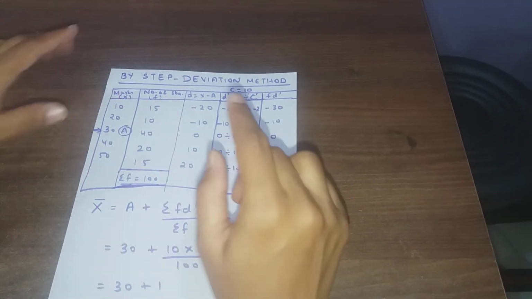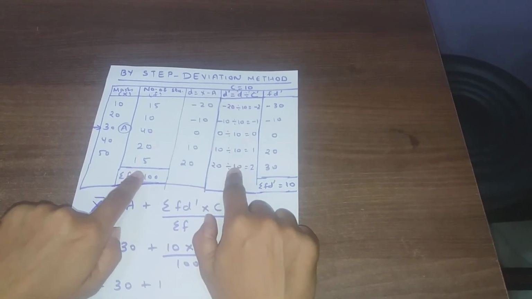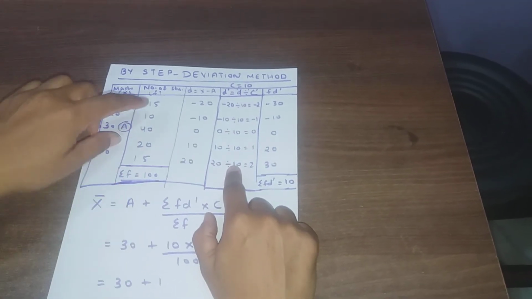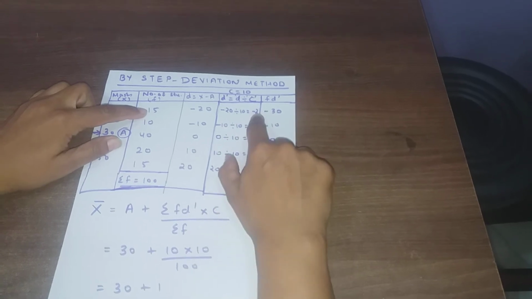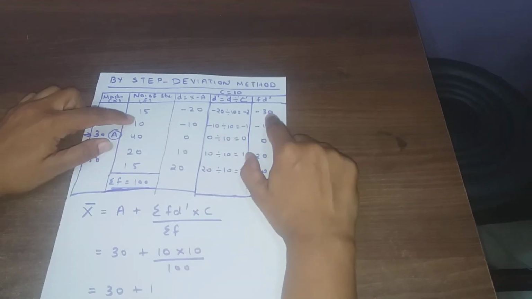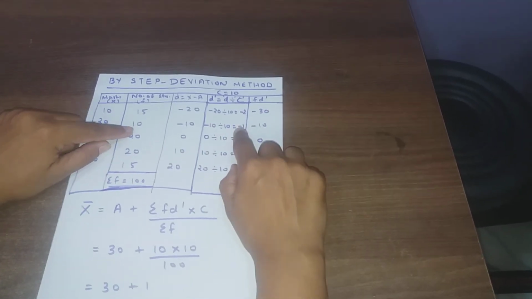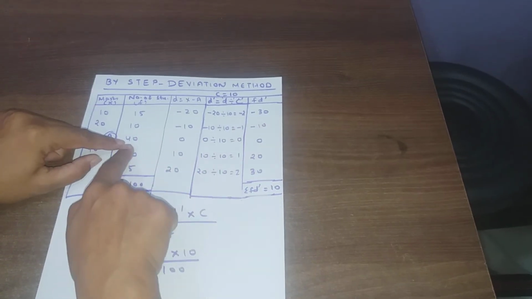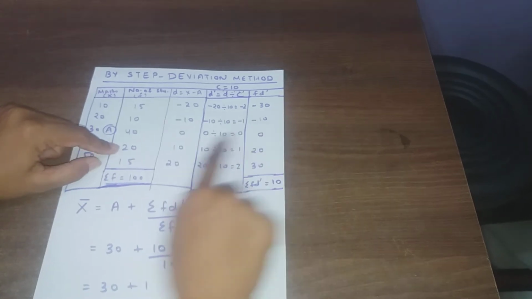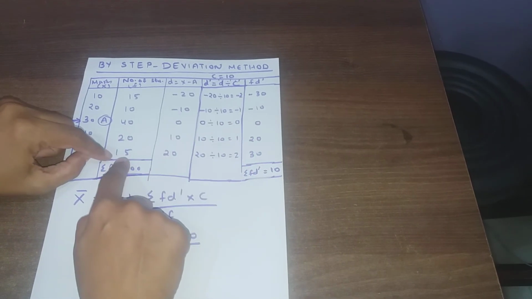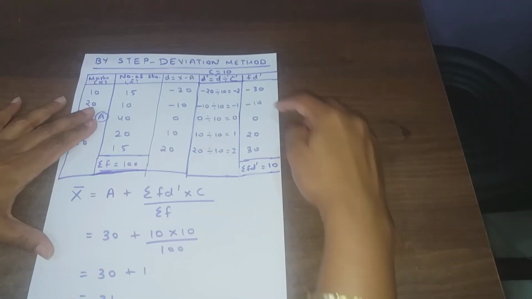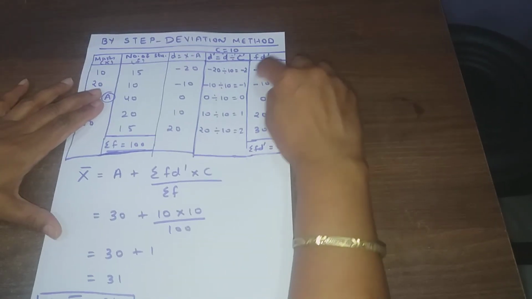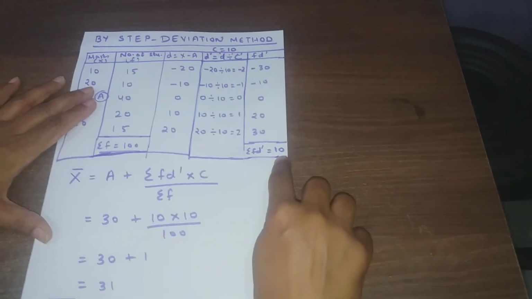Now you have to multiply these two columns, f and d dash. f is 15 and d dash is minus 2. So this will fetch us minus 30. 10 into minus 1, minus 10, sorry. 40 into 0, 0. 20 into 1, 20. And 15 into 2, 30. See, you can cancel plus 30 and minus 30. 20 minus 10 will give you 10.